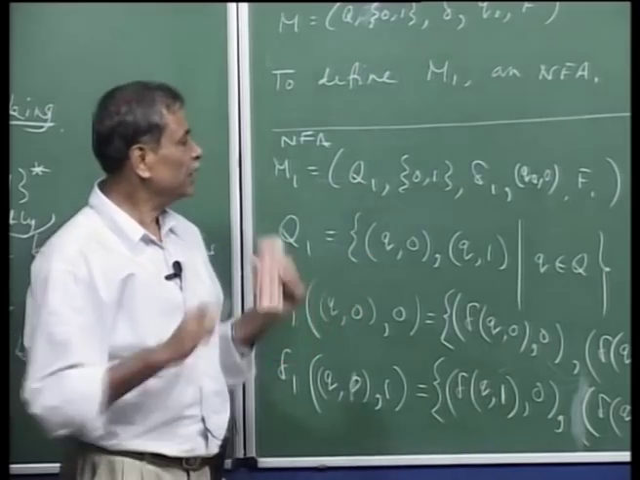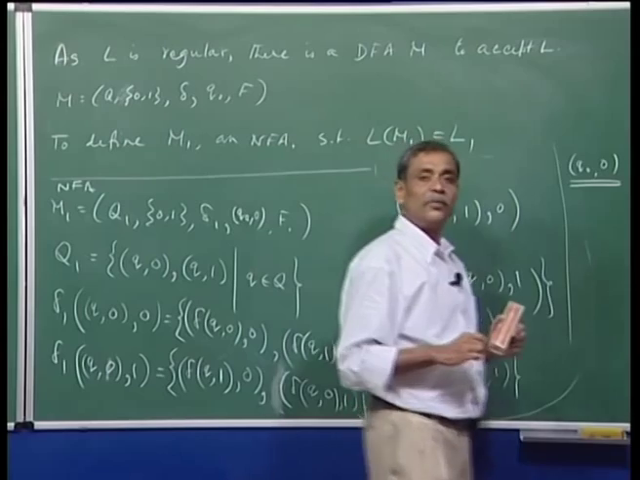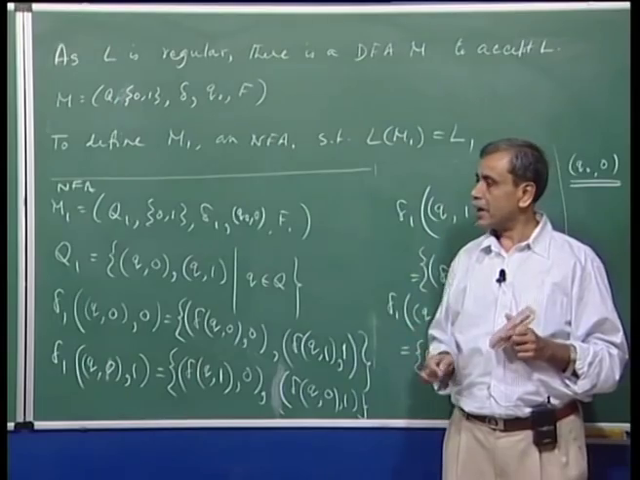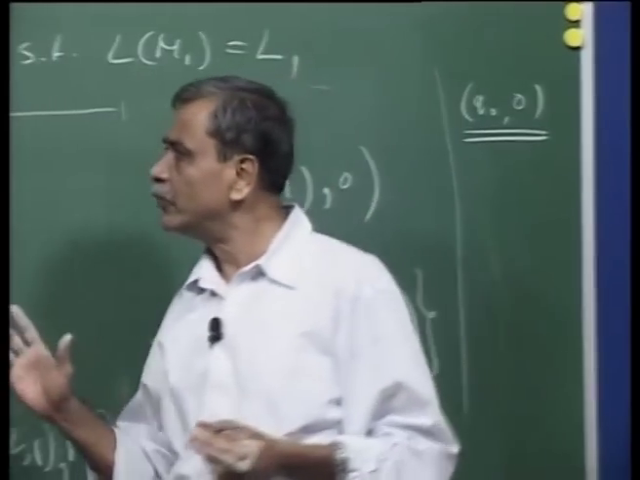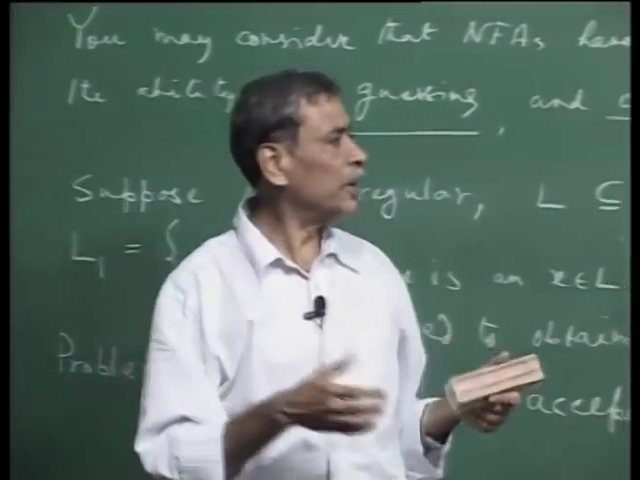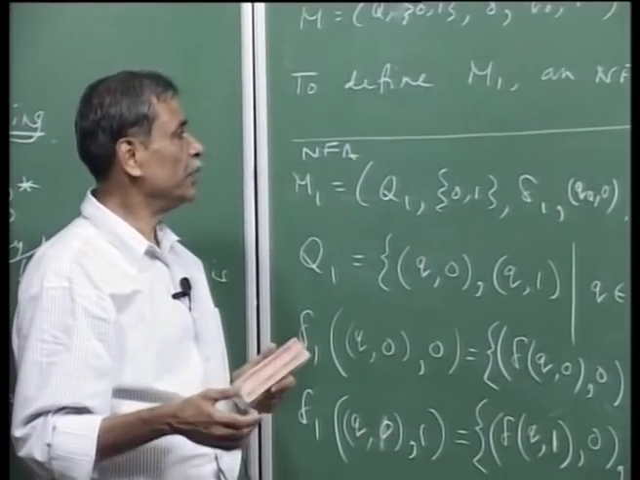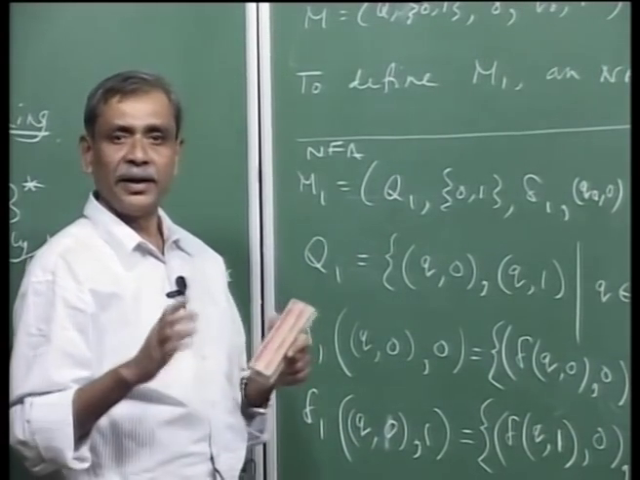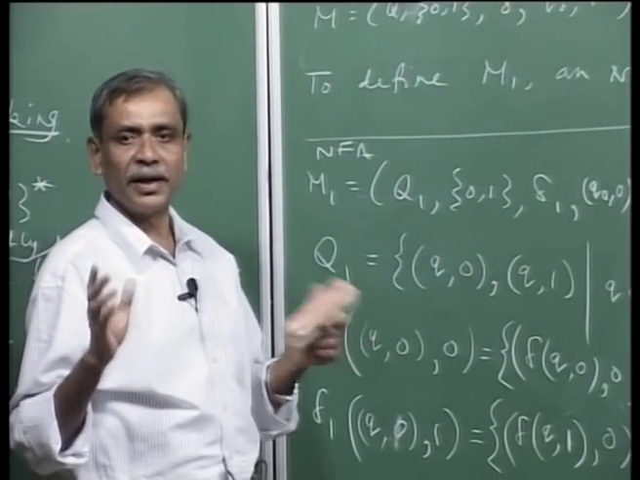So, this is a slightly more involved use of our understanding of the guess and check methodology of describing NFAs and their work. And this is one way and a very useful way. Whenever non-determinism is there, and we will encounter non-determinism in other kinds of automata, be it Turing machines or pushdown automata, wherever non-determinism is there, most often it is very useful to think in terms of this guess and check paradigm.